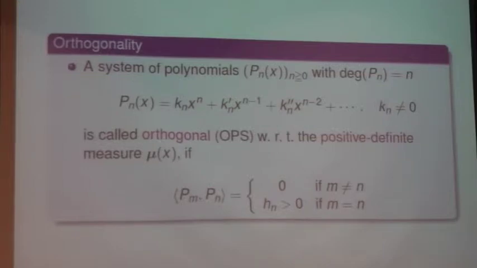Then such a system of polynomials is called orthogonal, as usual, with respect to a positive definite measure, if the scalar product of Pm and Pn is equal to 0 for m not equal to n, and is positive in the other case. So that's the positive definiteness of the measure that we are interested in. So this is the setting in which we will look at.